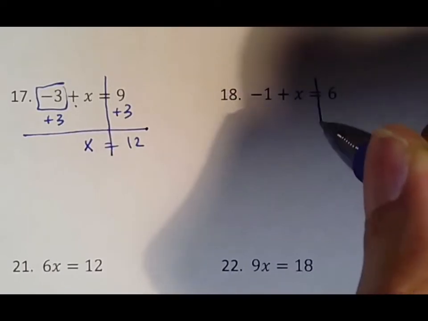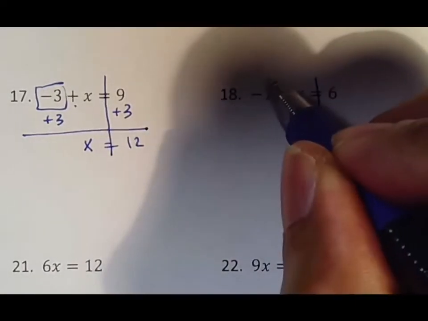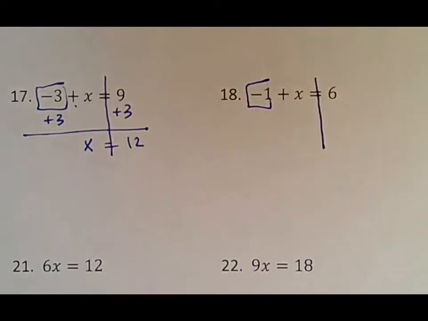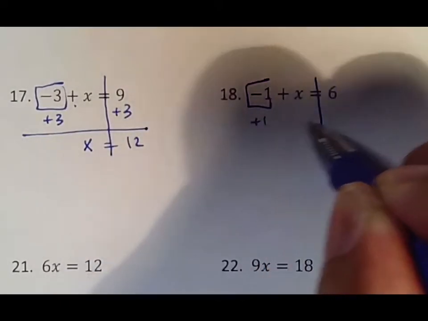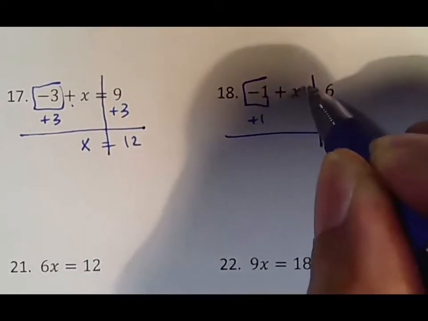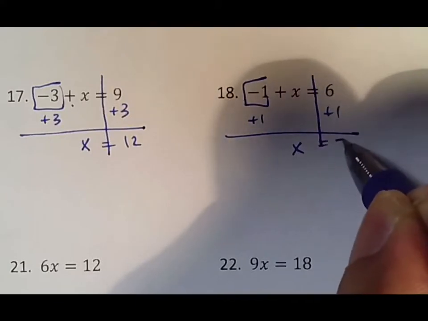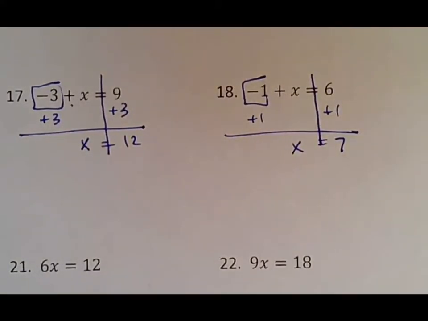Same thing on 18. X is over here with a negative 1. So how do you get rid of a negative 1? That is with a plus 1, and with a plus 1, x comes down. 6 plus 1 is 7, and that is all.